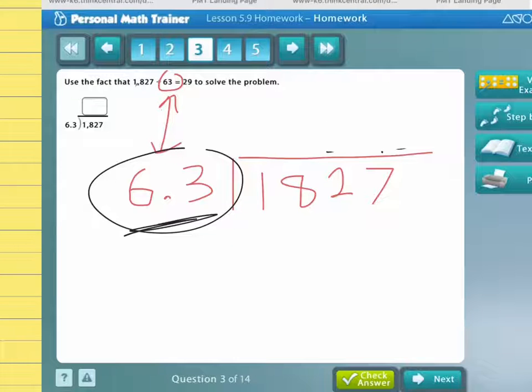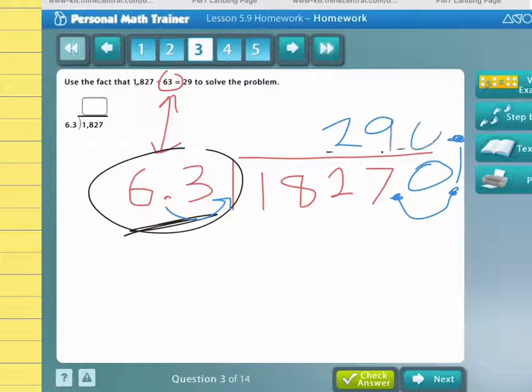Since we don't want to divide by a decimal, you move this over one space to the right, which is basically multiplying it by 10, and so you do the same to this dividend here. You move that over one space to the right, annex a 0, and you move that decimal point up. So you can see here that if you do that, then your answer will be 290.